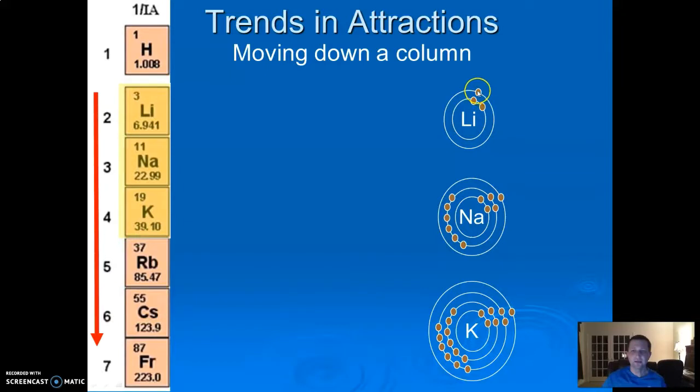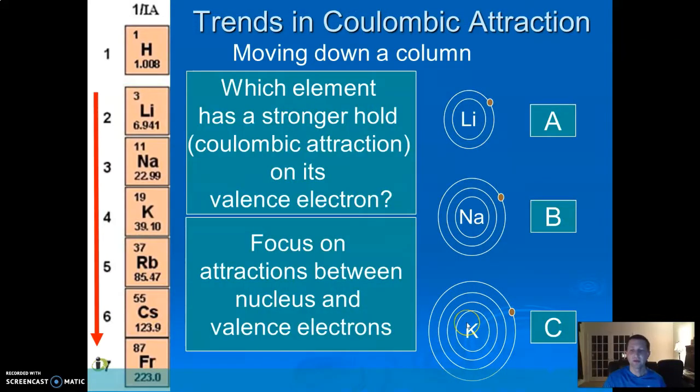Lithium has electrons in the furthest level out, for that being the second level. Sodium has electrons in the third level, potassium in the fourth. So let's isolate those and just take a look at what those outermost electrons are. If I were to ask you which element has a stronger hold, a stronger Coulombic attraction on its valence electron, which one would you pick?